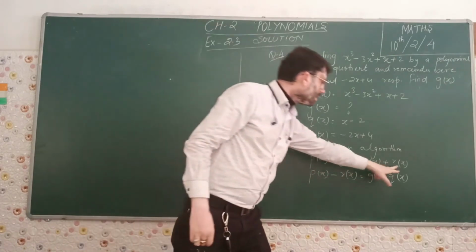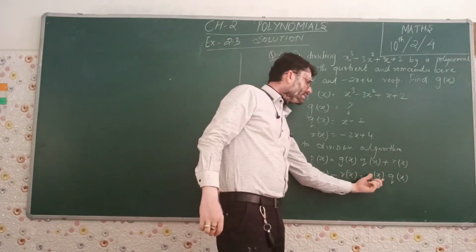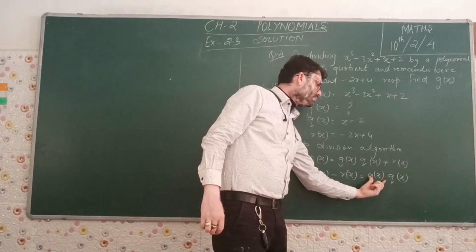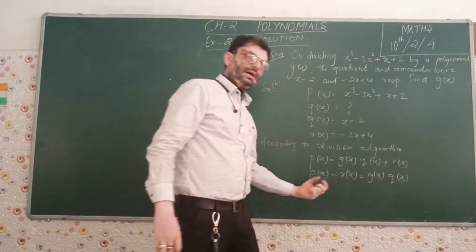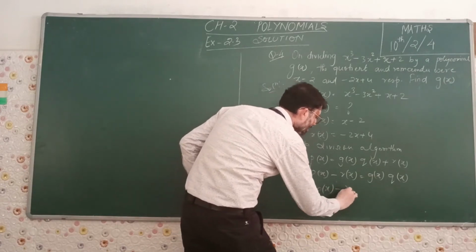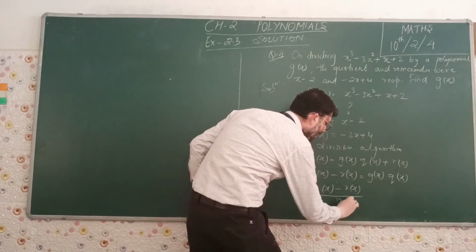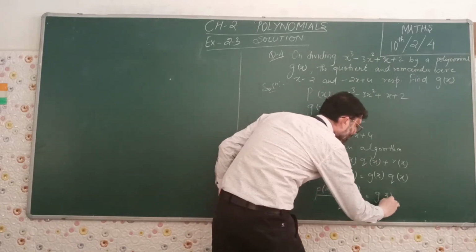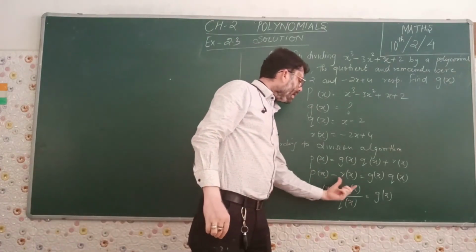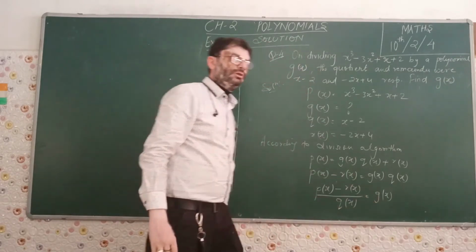This plus r of x can be shifted to the left hand side, it becomes minus. Now g of x into q of x is on the right hand side, and we need to find g of x. So let us move q of x again to the left hand side. So we can simplify the equation as p of x minus r of x by q of x, and this will be g of x. Now substituting the values of p of x, r of x and q of x and solving it, we can get the value of g of x.